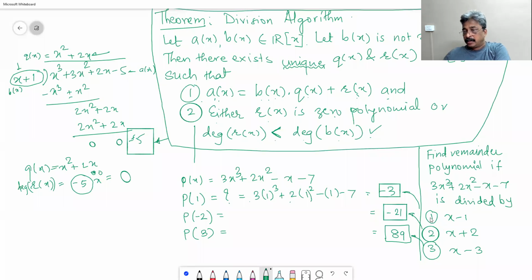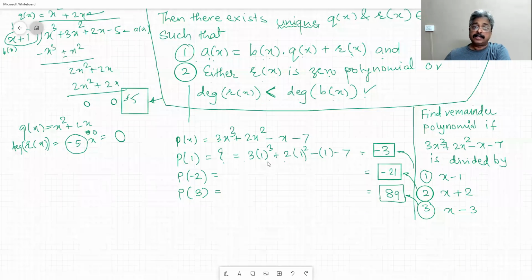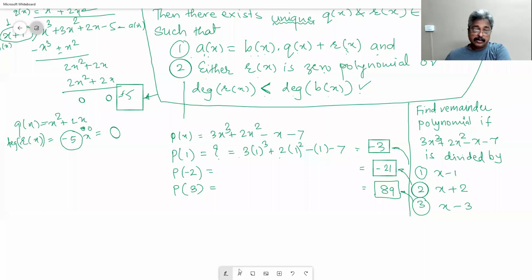Observation is the answer, the remainder polynomial. When you divide by x minus 1 it is -3. When you divide by x plus 2 it is -21. And when you divide by x minus 3 it is 89. Is it a coincidence or is it a rule? So why?